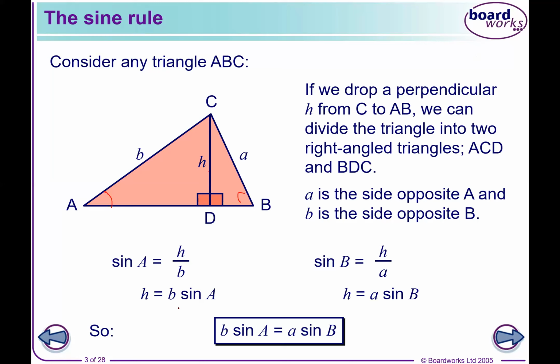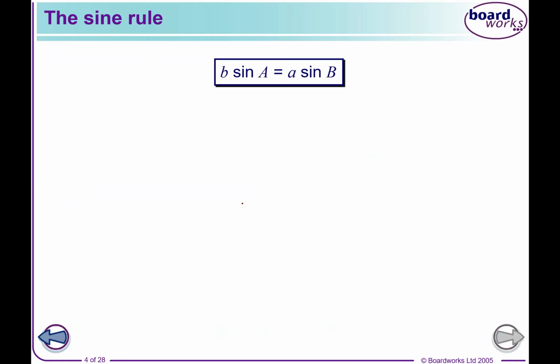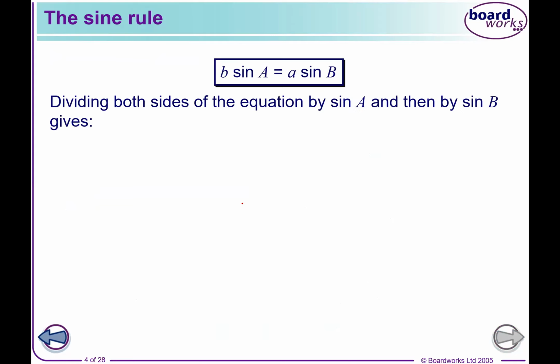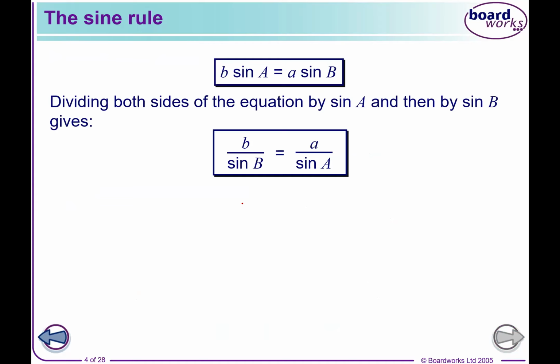Then H from the side is B sine A, and H from the side is A sine B. So B sine A is the same as A sine B. Okay, this is the ratio we mentioned. If we divide by sine of each of them, it will give us B over sine A equals A over sine.